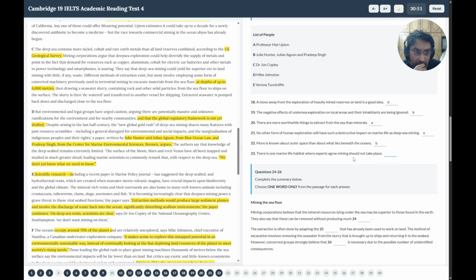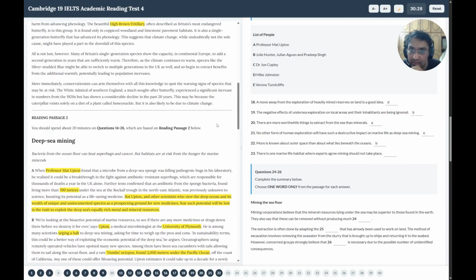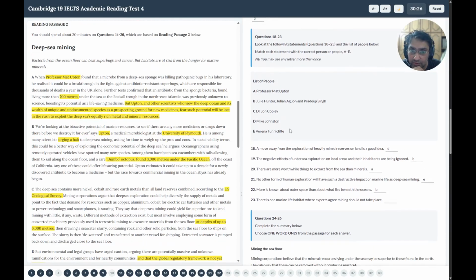So as you can see, we have B stated twice, and then we have A, D, B. So we have chances of A, E, D, and C. There is one marine life habitat where experts agree mining should not take place. Let's have a look at what Professor Matt Upton stated about it.